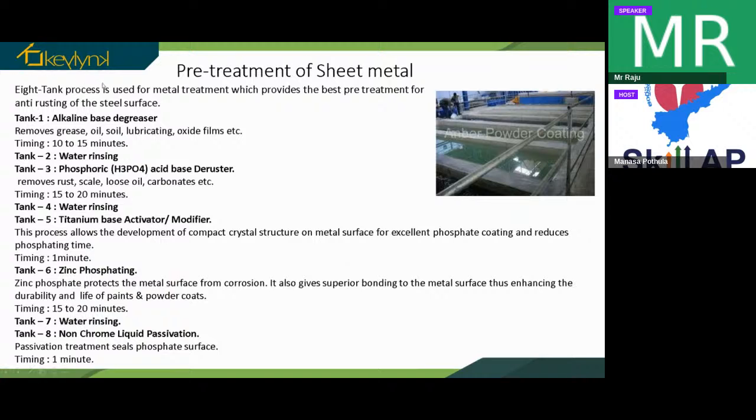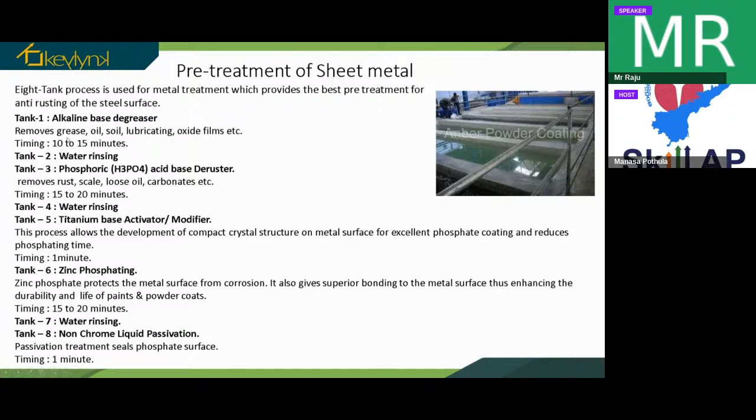It is also called the 8-tank process for metal treatment, to give an anti-rusting surface. The first tank will be filled with the alkaline base degreaser. We use so many greases and lubricating oils during the preparation of the sheet metal component. To take out these greases and lubricating oils, we sink it in the alkaline base degreaser for up to 10 to 15 minutes.